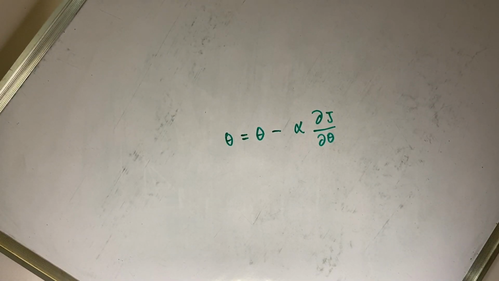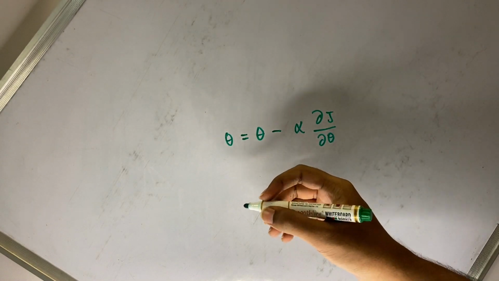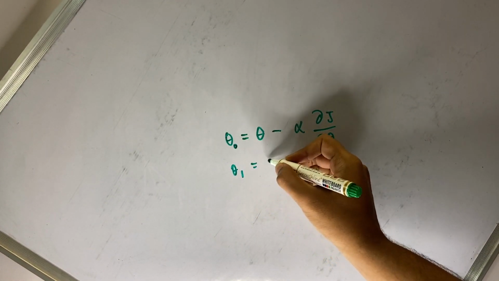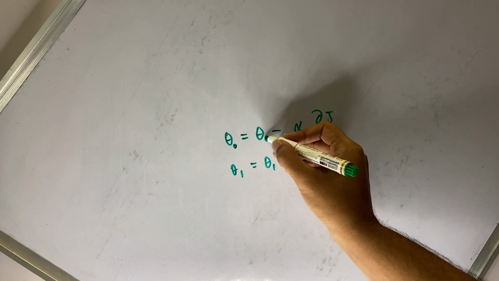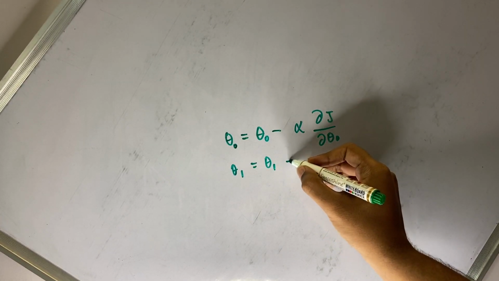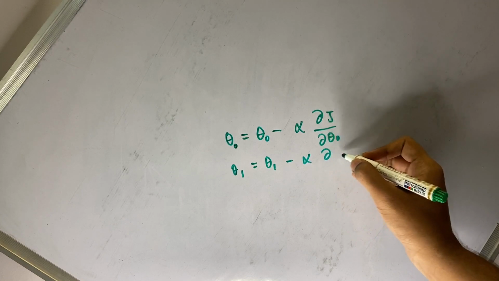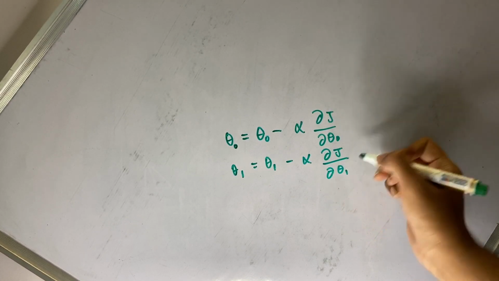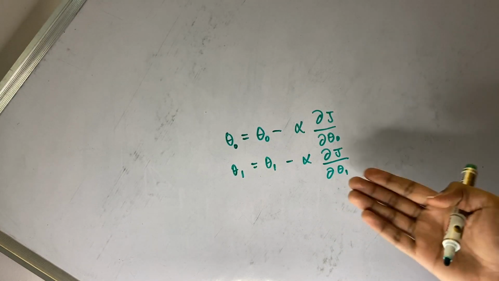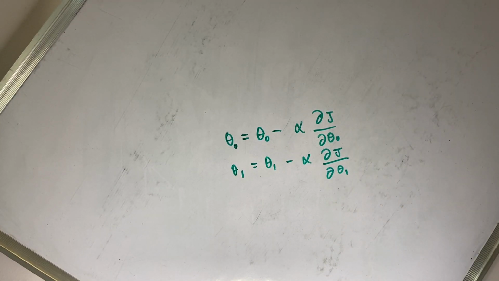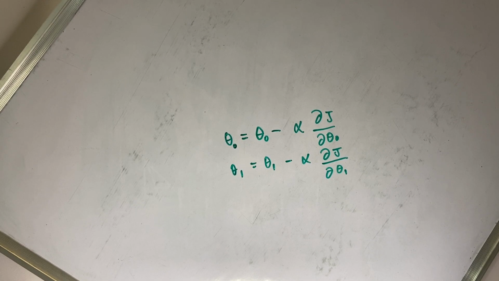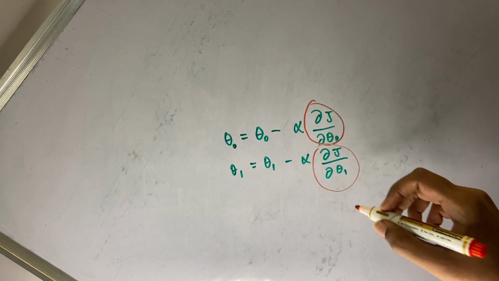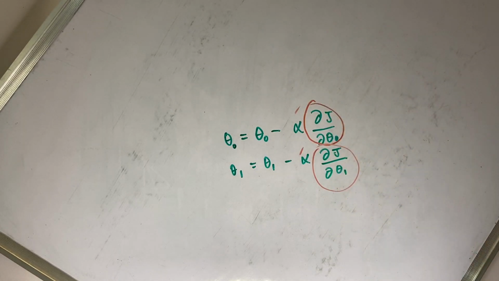Remember that we had two parameters, theta 0 and theta 1. So both of these have to be optimized. We would write the same thing, alpha multiplied by the derivative of the cost. And this symbol is a partial derivative. Now the question is, how do we compute this term and this term? However, these two are constants.